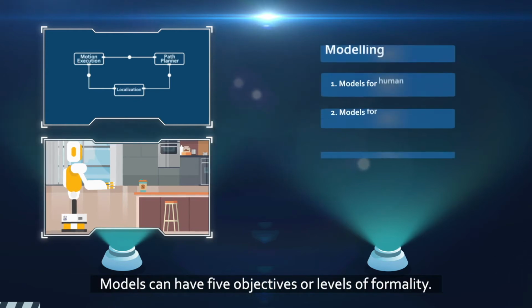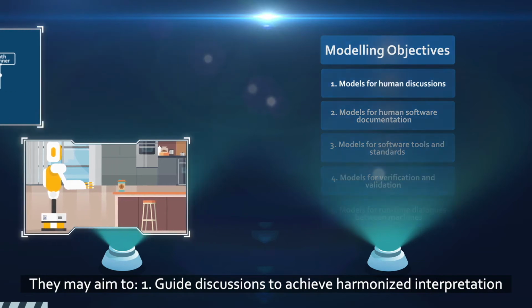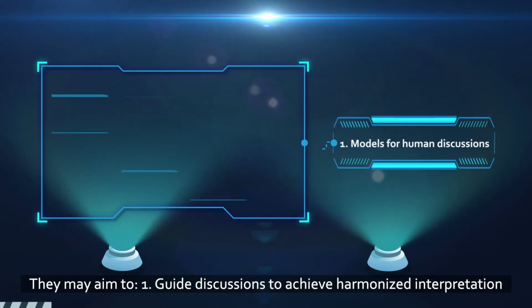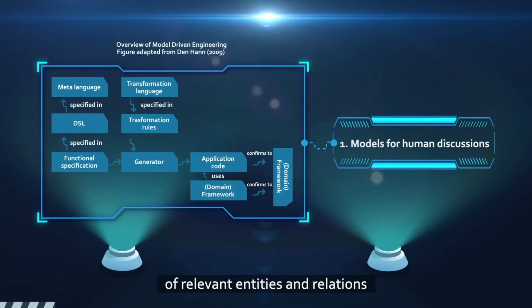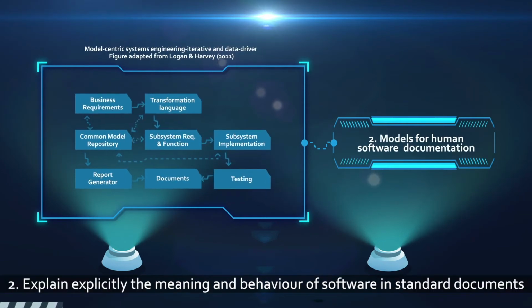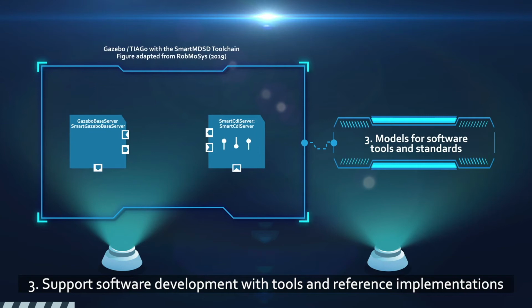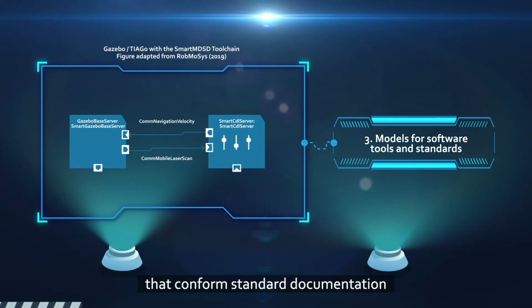Models can have 5 objectives or levels of formality. They may aim to 1. Guide discussions to achieve harmonized interpretation of relevant entities and relations. 2. Explain explicitly the meaning and behavior of software in standard documents. 3. Support software development with tools and reference implementations that conform to standard documentation.